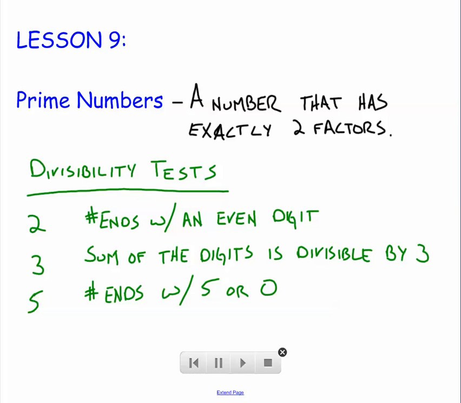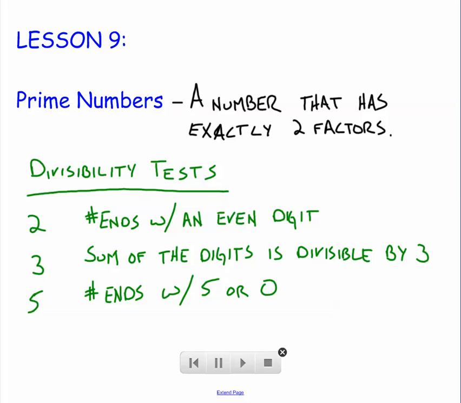Now, we can take these very simple divisibility tests and make up other ones. Like we can tell that a number is divisible by 4 if it's divisible by 2 twice. So if it's divisible by 2 and that result is divisible by 2, then the entire number is divisible by 4. A number is divisible by 6 if it's divisible by 2 and 3. So if it ends with an even digit, and the sum of its digits is divisible by 3, well, 2 times 3 is 6, so the number must be divisible by 6.